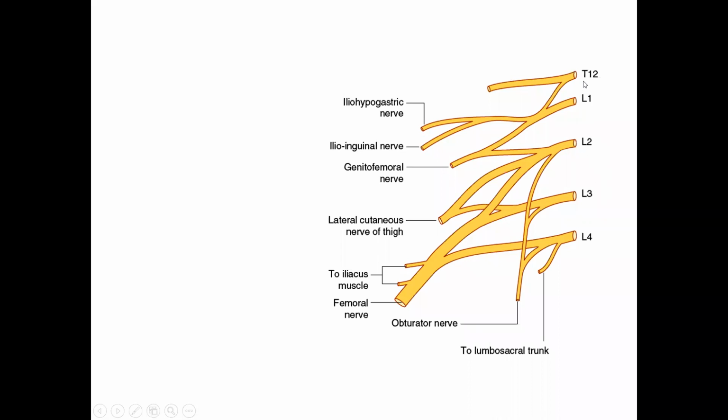But T12 is to be included because often there is a communication between T12 and L1, which also becomes a part of the L1 nerve. It gives a branch called the iliohypogastric nerve and a branch called the ilioinguinal nerve. Just as every intercostal nerve has a main trunk and a collateral branch, the ilioinguinal nerve is considered a collateral branch of the iliohypogastric nerve.